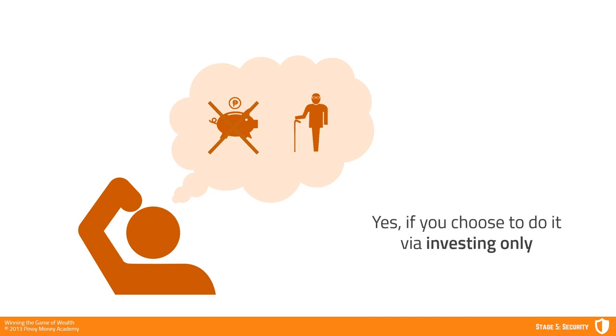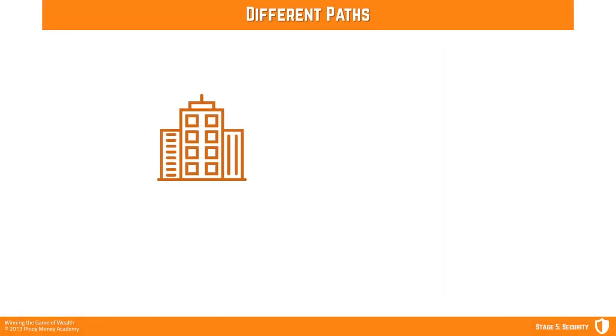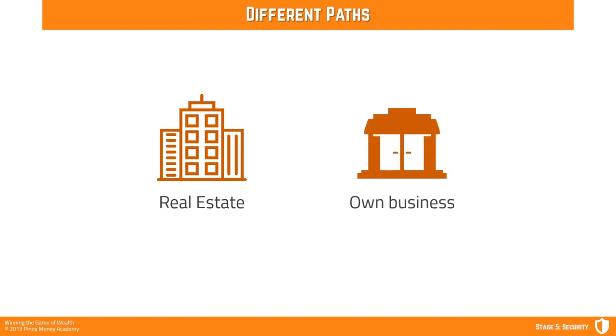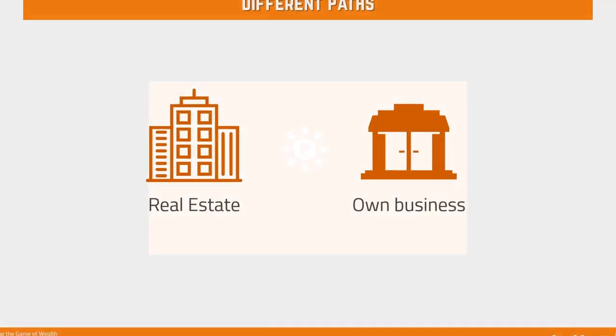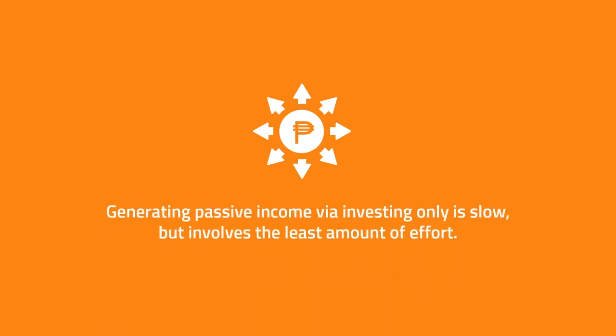Now, let me clarify. If you're thinking, wow, I don't have 50,000 savings each month, so that means I can't retire early? My answer is, well, yes, if you choose to do it via investing only. Later in this module, we'll talk about the different paths of doing it, such as with real estate or with business. But I want to be clear on this. Generating passive income via investing is slow, but also the one that involves the least amount of effort.